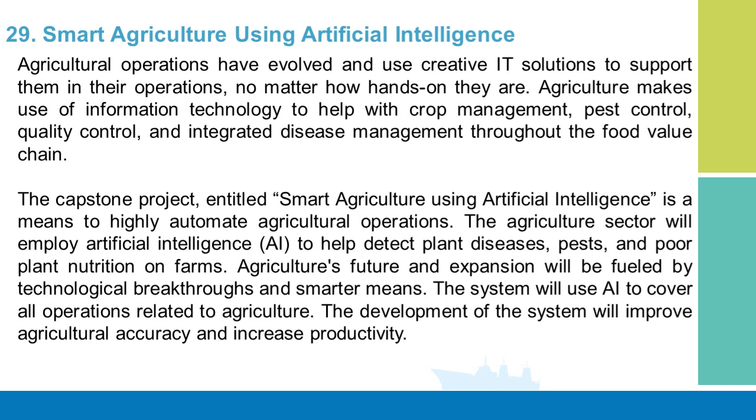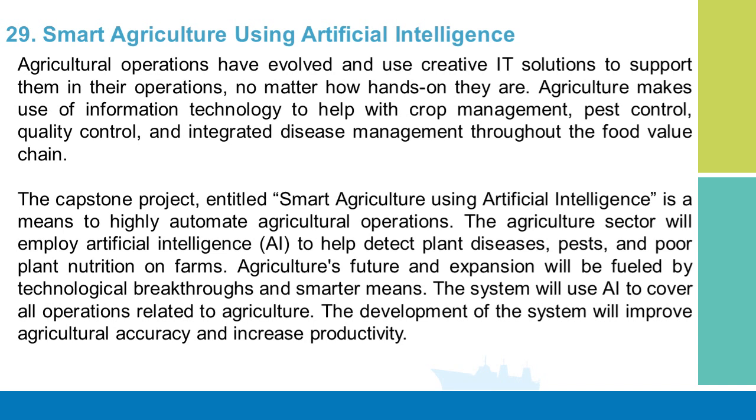Smart agriculture using artificial intelligence. Agricultural operations have evolved and use creative IT solutions to support them in their operations, no matter how hands-on they are. Agriculture makes use of information technology to help with crop management, pest control, quality control, and integrated disease management throughout the food value chain. The Capstone project, entitled Smart Agriculture Using Artificial Intelligence as a Means to Highly Automate Agricultural Operations.